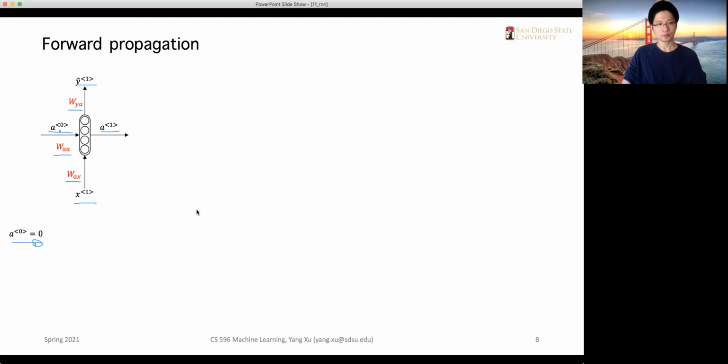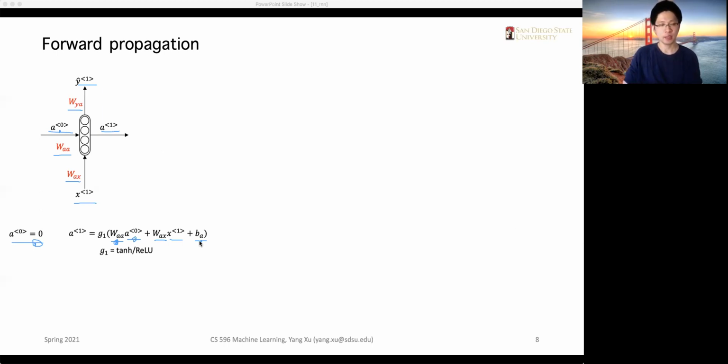All right, so what we're going to do for each time step is pretty similar to a regular neural network. We use the activation from the previous time step, A0, times the weight matrix WAA, plus WAX times X1, plus BA. This BA is the bias term.